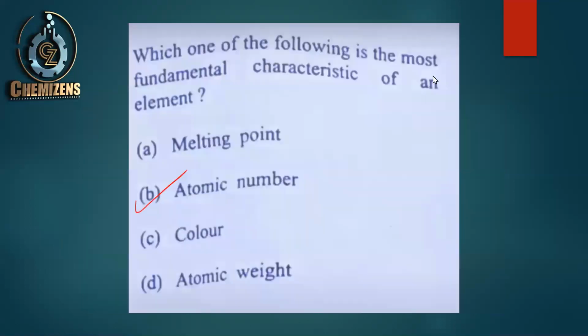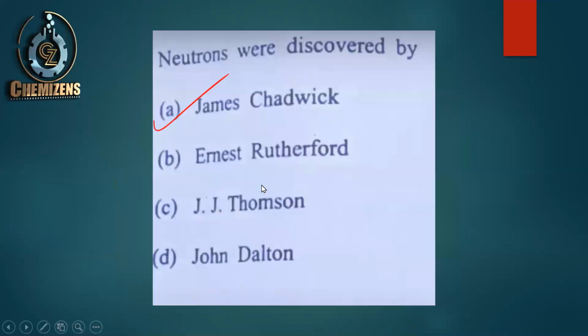Now the next question is which one of them is the fundamental characteristic of an element? So atomic number, because you know two elements can have the same melting point, they can also have the same color, they can also have the same atomic weight, but there is no chance for two elements to have the same atomic number. That is why it is known as the fundamental characteristic of an element, and that is why the modern periodic table which we have today is also based on the atomic number. The elements have been arranged in the increasing order of their atomic number.